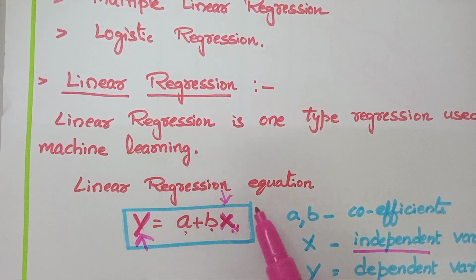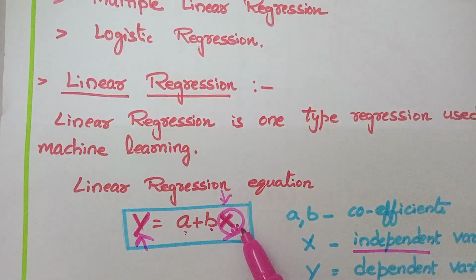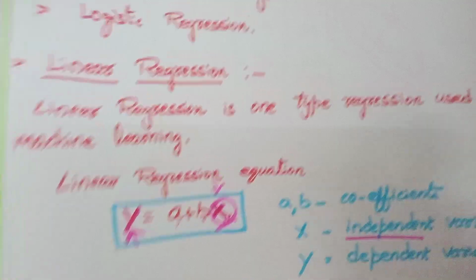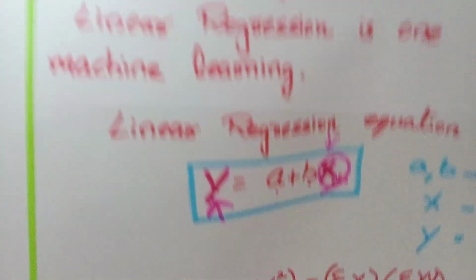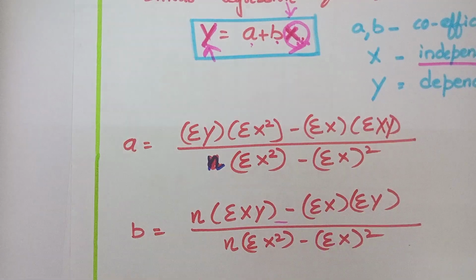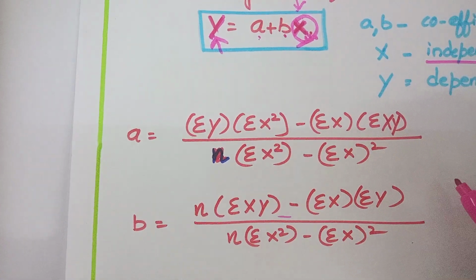In the linear regression equation, we have only one independent variable, that is x. And here we need to calculate the a and b values. These are the formulas to calculate the a and b values. These formulas you take down. Next we will see one example.